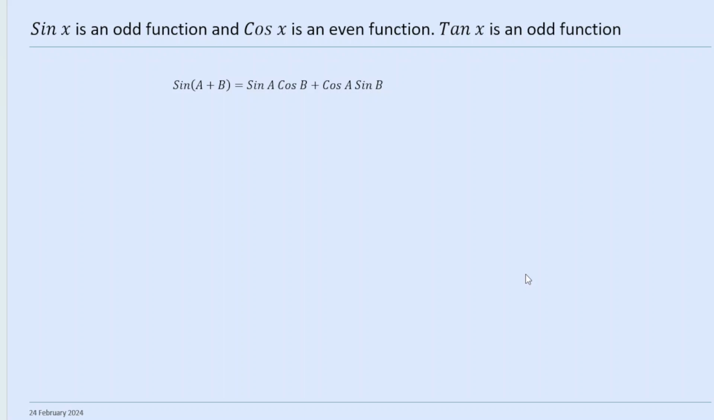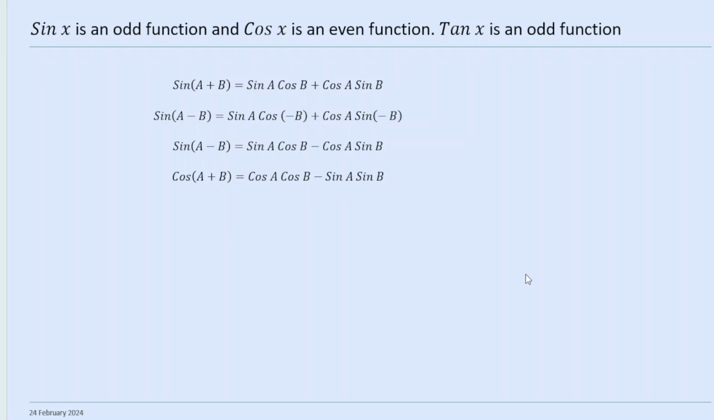Because if we start with the formula for sine(A plus B), we then substitute in minus B for B, and we get this. Sine(A minus B) equals sine A cos(minus B) plus cos A sine(minus B). The minus sign on the cos disappears because cos is an even function, and the minus sign on the sine passes through. So this gives us the formula for sine(A minus B) that we recognise.